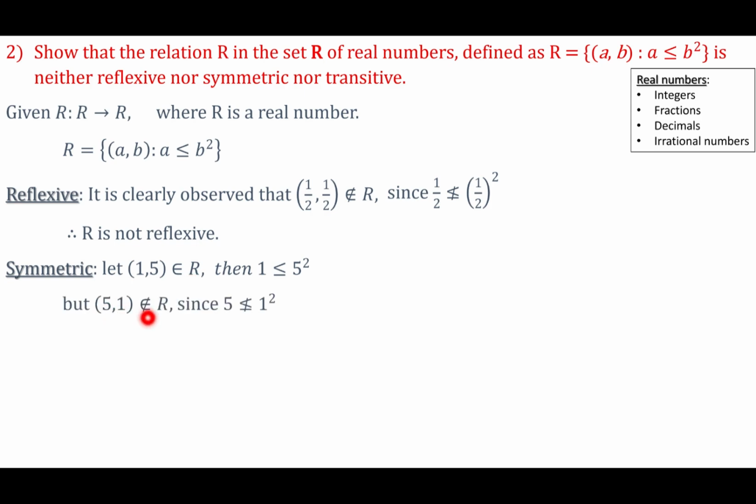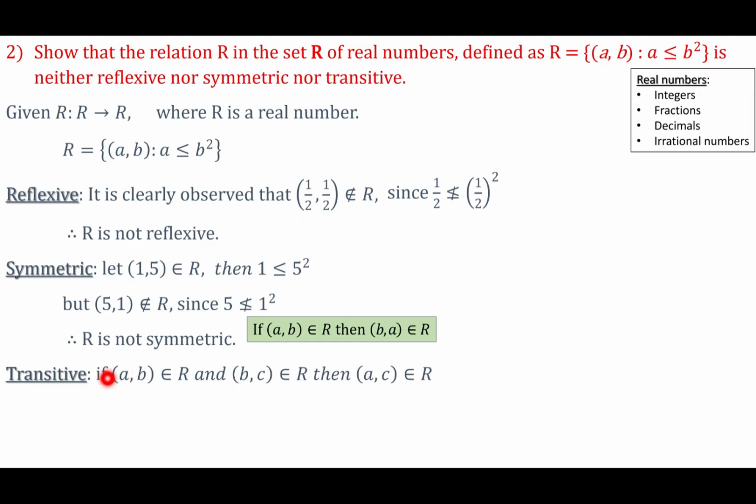But (5, 1) does not belong to R, since 5 is not less than 1 squared. According to the definition, a must be less than or equal to b squared, according to the relation. Hence, it is not a symmetric relation. Now, let us prove transitive.